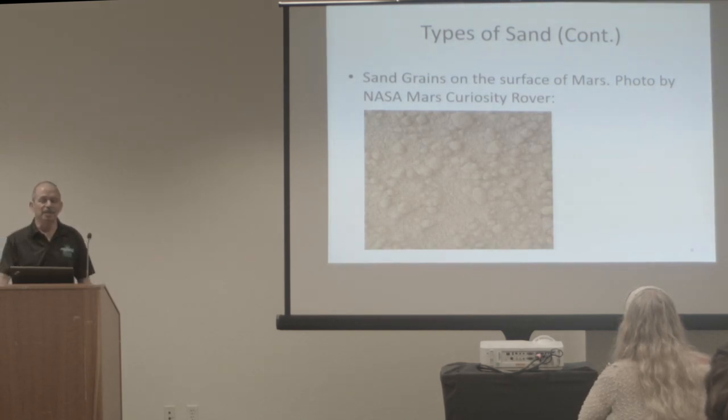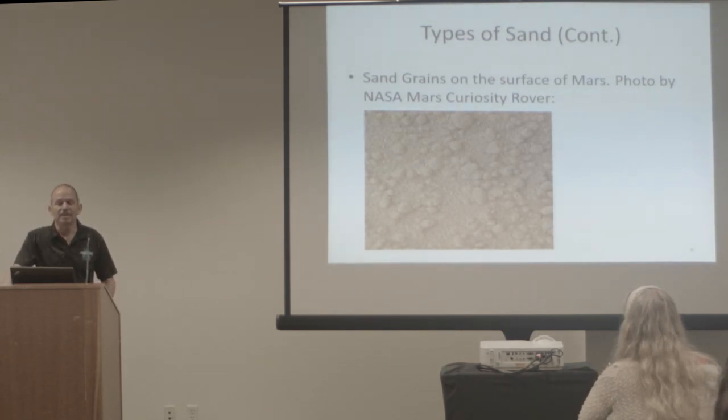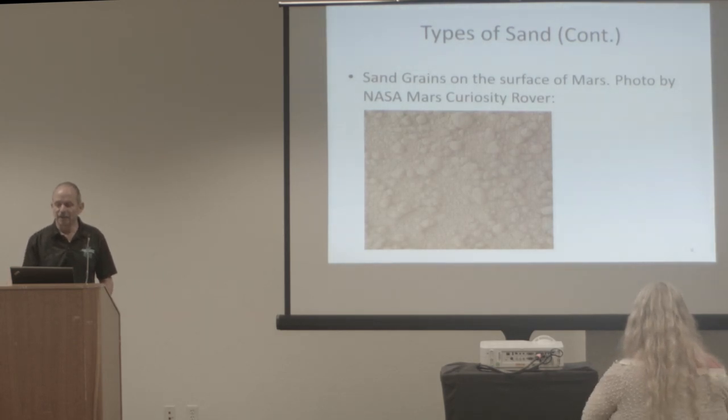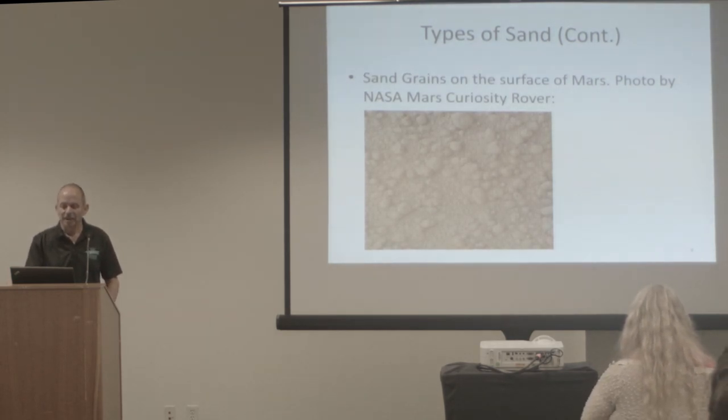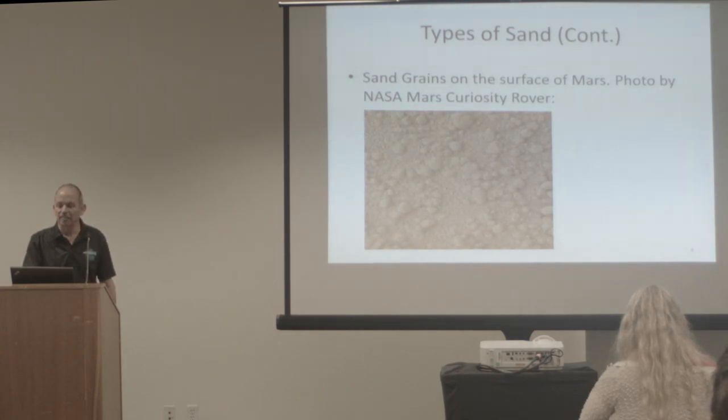Okay, this is an image of sand grains on the surface of Mars, taken by the Curiosity rover. See, it's very uniform, same composition. It looks very uniform, the picture of sand on Mars.